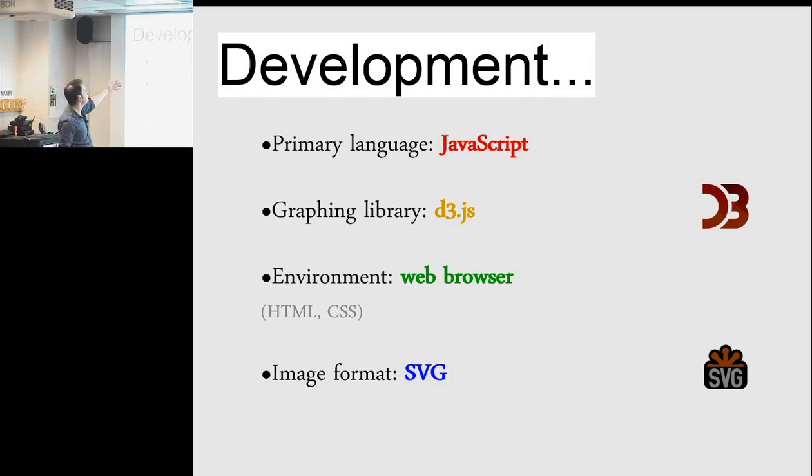So development approach. This is just tools that we decided to go with. So primary language being JavaScript, the lingua franca of the web. Graphing library is D3. Has anyone here ever worked with D3 before? D3 is a fantastic graphing library in JavaScript. Everything that it does is in SVG, which is scalable vector graphics.